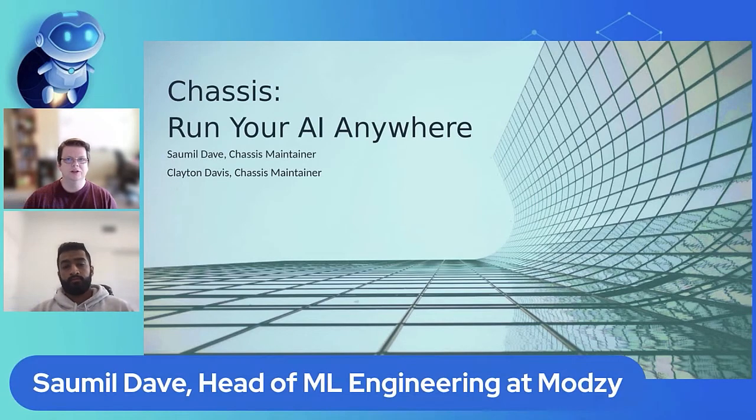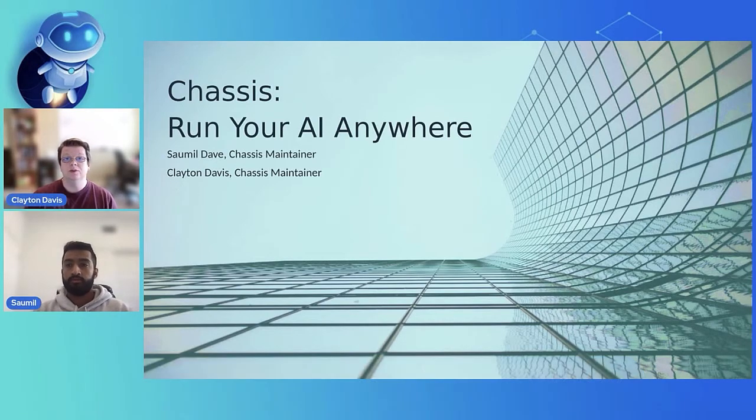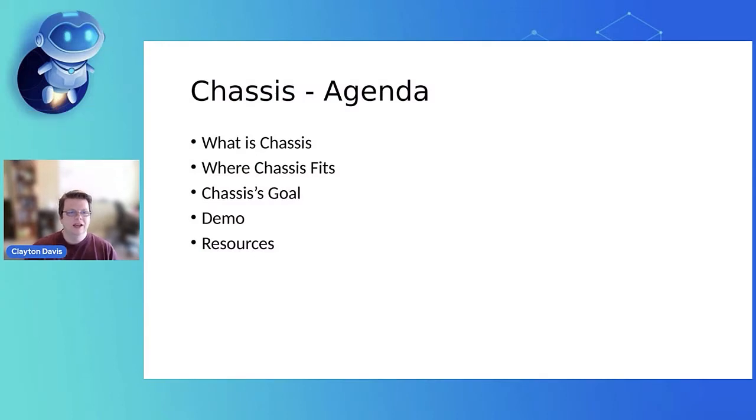Today we're going to talk to you a little bit about Chassis, which is an open source project with the rather ambitious goal of helping you to run your AI anywhere. A little agenda item for you. I'll talk to you about what Chassis is, where it came from, where it fits in the MLOps pipeline, and our overall long-term goals before transitioning you over to Sawmill, who'll run you through a demo of actually using Chassis, and then we'll finish up with a few resource links for those of you who are interested in learning a little bit more.